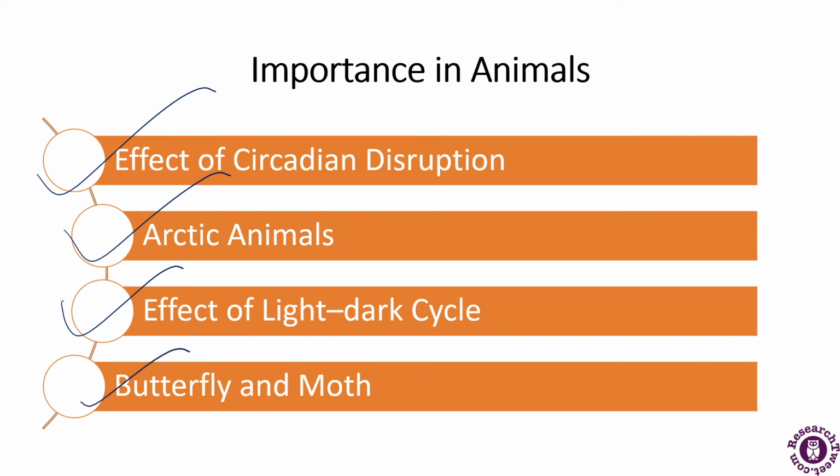The next is the butterfly and moth. The Eastern North American monarch butterfly utilizes a time-compensated sun compass, which relies on the circadian clock throughout the antenna to navigate the fall migration to its overwintering grounds in central Mexico. So, this was observed in the butterfly and moth. This is the importance of the circadian cycle in the case of animals.